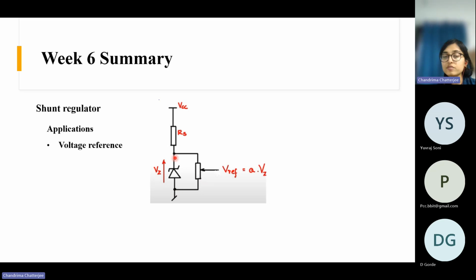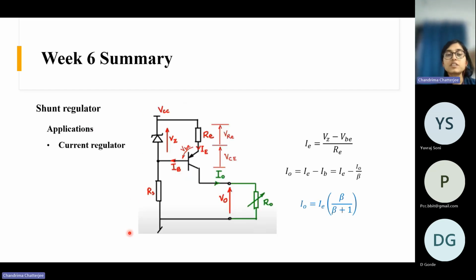If you tap across this, you can get different output voltages instead of a single output voltage. The Zener diode will maintain a constant voltage across it, but as you have connected a pot across it, by changing the position of the tapping you can get a variable voltage, a reference voltage from this potentiometer. This is an application of shunt regulator.